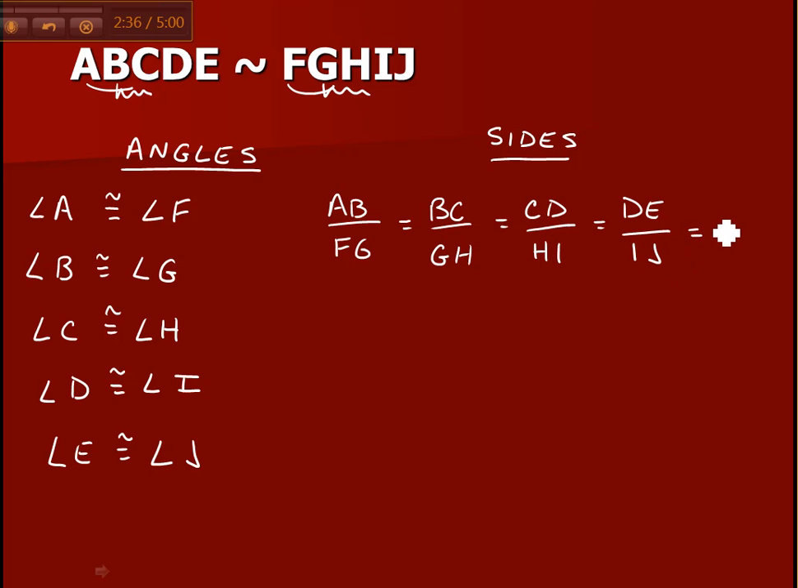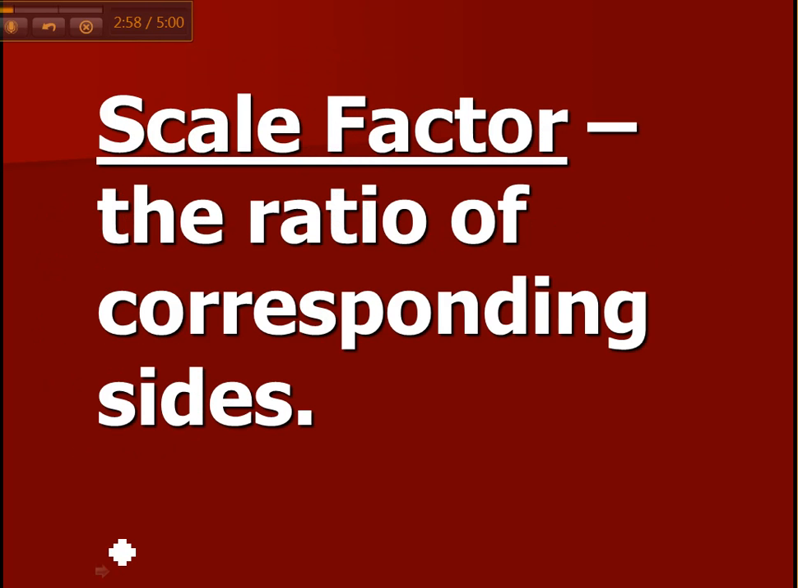And finally, finishing up those polygons, we could say side AE compared to side FJ. As I said, corresponding angles are congruent, but the sides are in the same ratio. So we set up a proportion saying that each of those fractions is equal. Now the ratio of those corresponding sides is referred to as the scale factor.